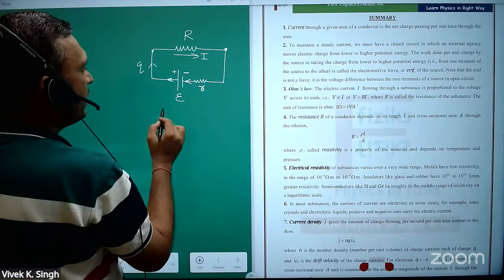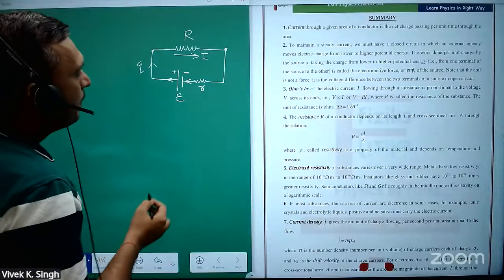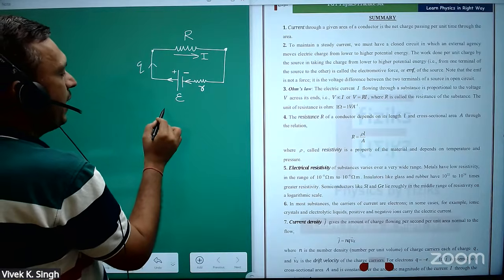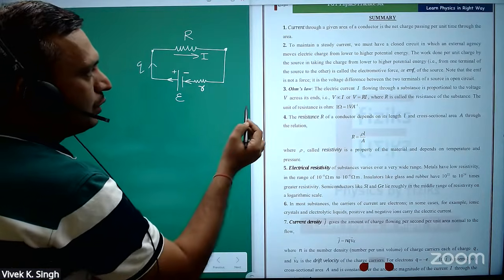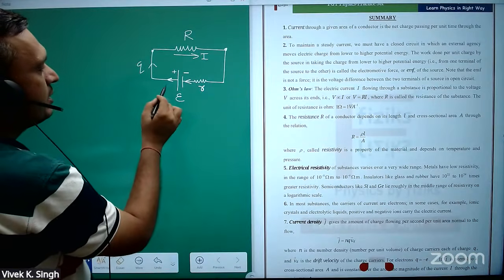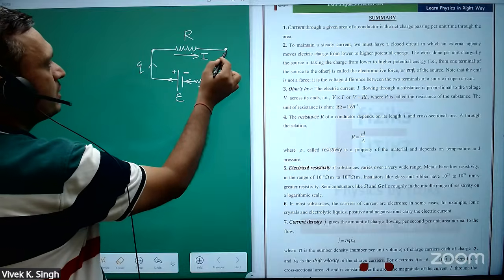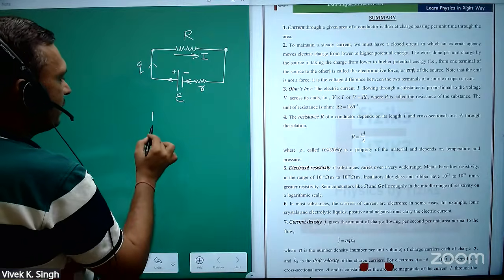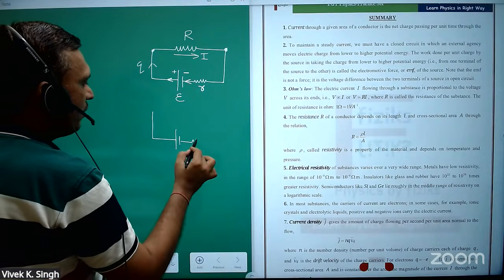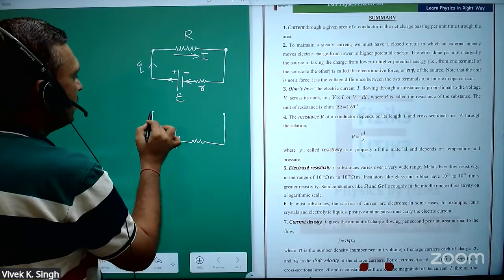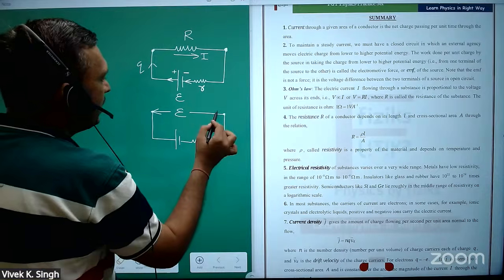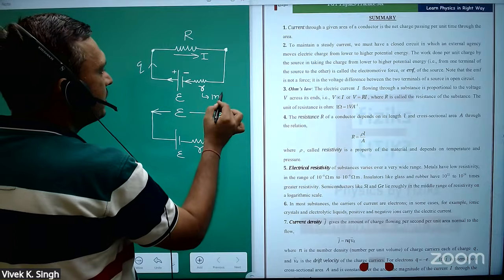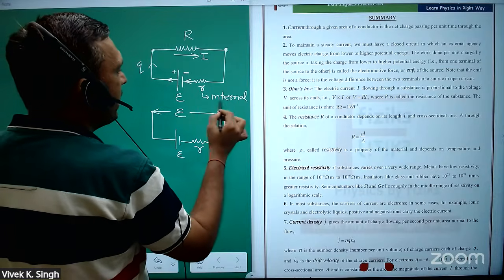So what is the work done? What is the work done per unit charge? The work done per unit charge is defined as EMF. So EMF is the potential difference that develops across the open circuit. When you have removed the resistance R, this potential difference is called the EMF. This r is the internal resistance of the battery.